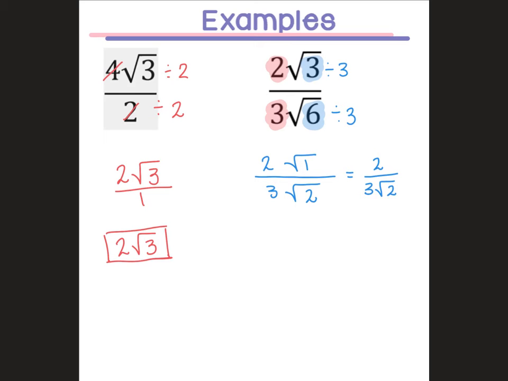I can't leave a radical in the denominator, so to get rid of it, I would multiply by square root of 2 over square root of 2. Then I multiply across the numerator. 2 times square root of 2 is 2 square root of 2. They can't be combined because, again, they're not both in a radical. I'm just going to carry down my 3. Square root of 2 times square root of 2 is square root of 4. Square root of 4 is really just 2.